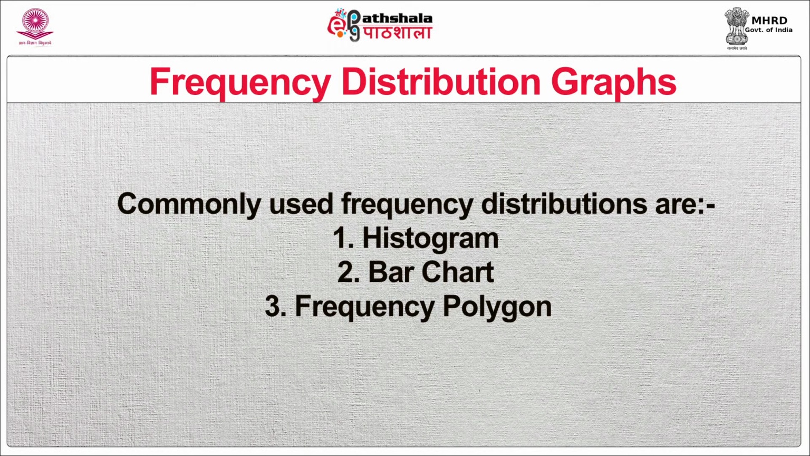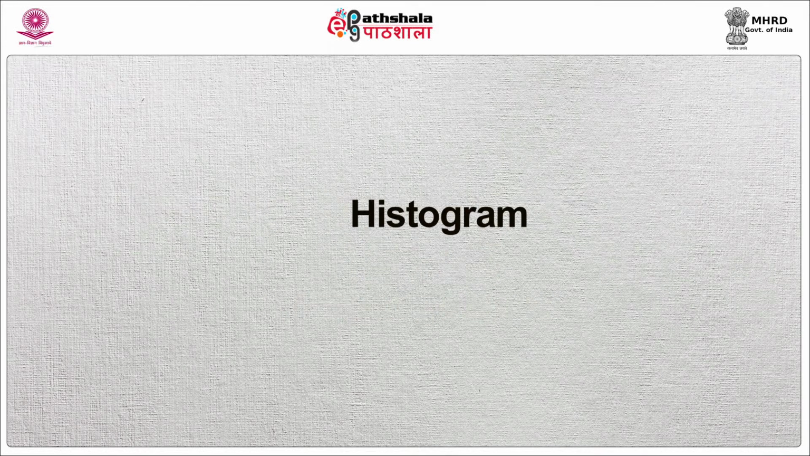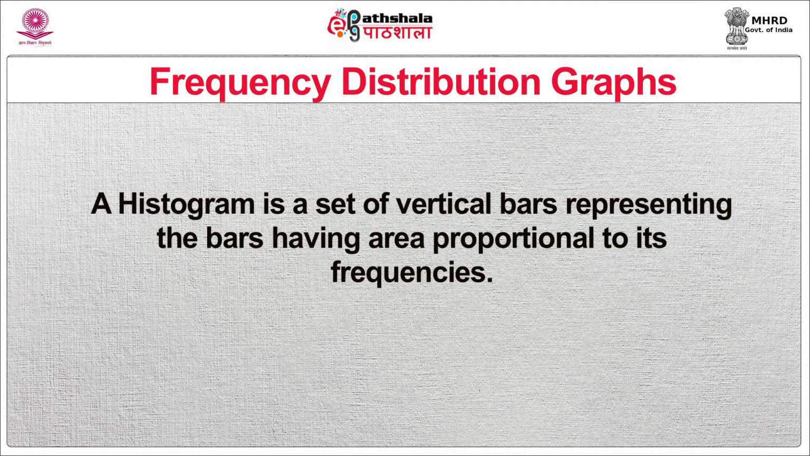Such graphs are more attention grabbing than a normal tabulation with no arrangement. This facilitates comparison between two or more frequency distributions. The most commonly used frequency distribution graphs are the histograms and the bar charts, along with the frequency polygons. Let's take on the histograms first. A histogram is a set of vertical bars having area proportional to the frequencies.